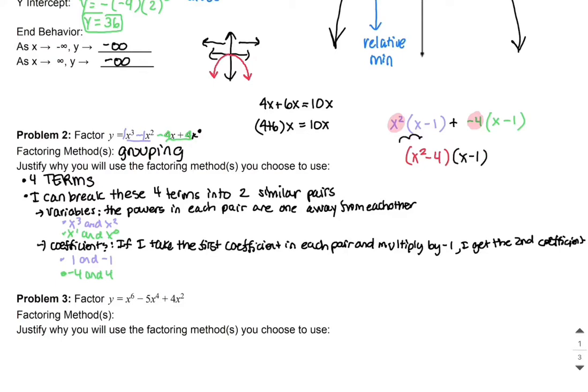This is factored form now. Two factors being multiplied together. That's my answer. Oh, I'm so sorry. Just kidding. I have to break this down further because it's the difference of two squares. So I actually have x plus 2 times x minus 2 times x minus 1. And that's my final answer.